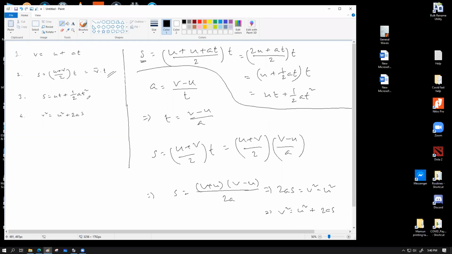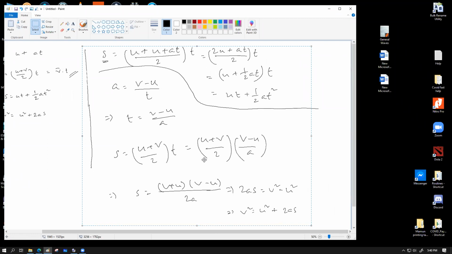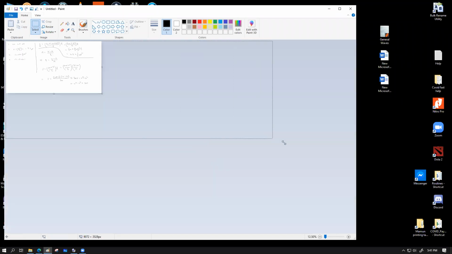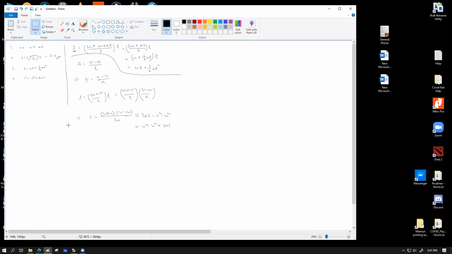Now I'm going to tell you at this point how we can efficiently use these 4 formulas for our purpose. So I'm going to get rid of the parts which I would not require for that part of the explanation. So let's say I'm going to move this part away.